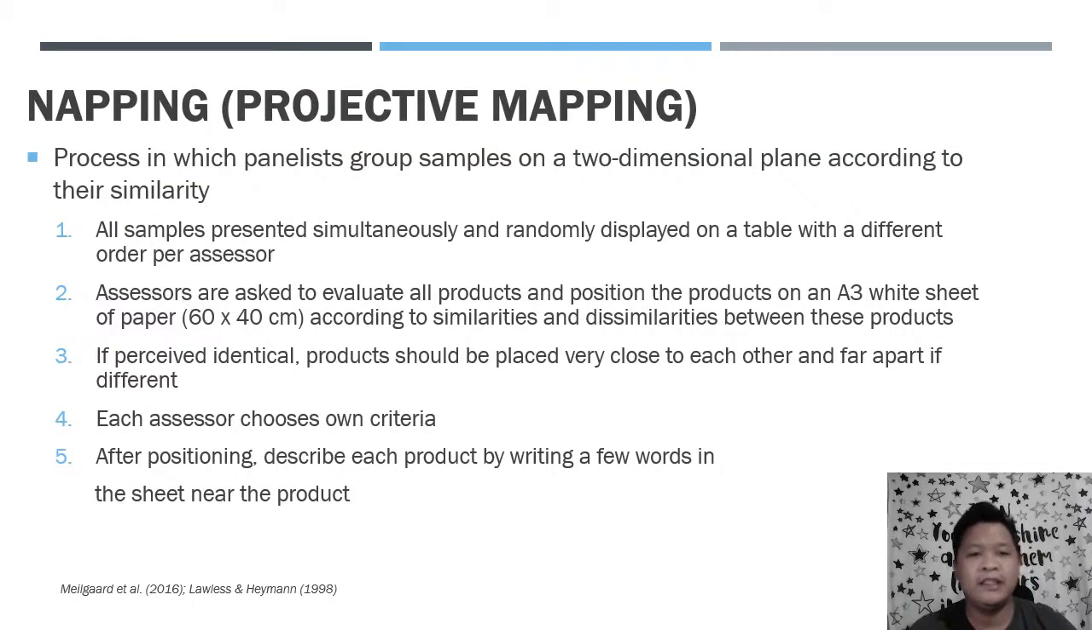Mapping, on the other hand, is a rapid method wherein samples are given and you are simply asked to place them on a two-dimensional plane depending on how close or far apart you think they are. So in this case, of course, the assessors are left to their own devices as to how to tell kung bakit magkaiba o bakit pareho yung dalawang product. Okay? And you are also required as a panelist to describe each product by writing a few words in the sheet. So here's an example.